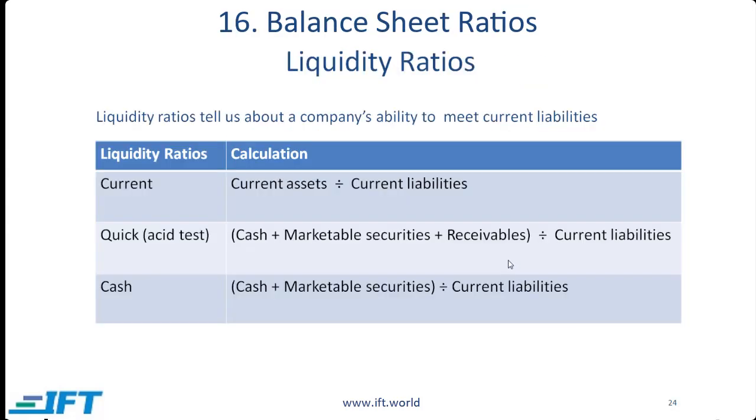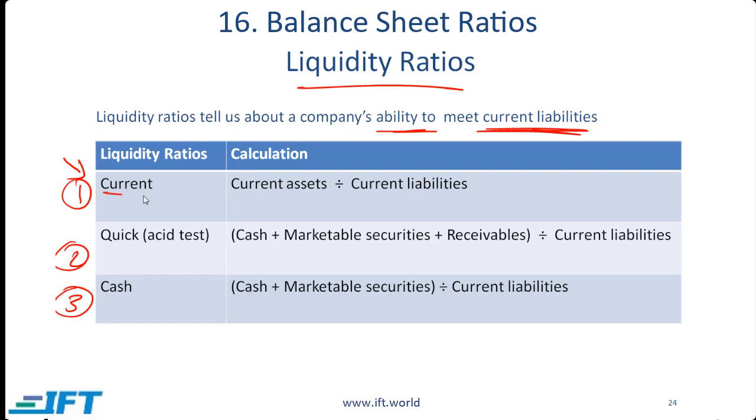Let's look at some important ratios now. There are two broad categories: the liquidity ratios, which we look at here, and solvency ratios on the next slide. Liquidity ratios tell us about a company's ability to meet current liabilities. There are three important liquidity ratios that you need to know. The one that is quoted most often is the current ratio. This is all current assets divided by current liabilities.